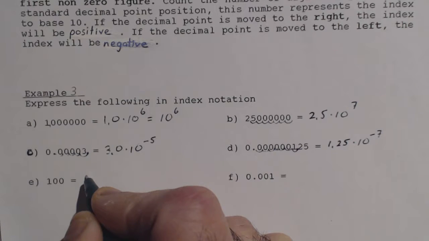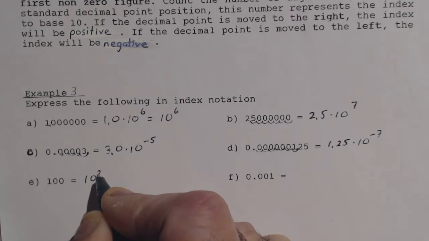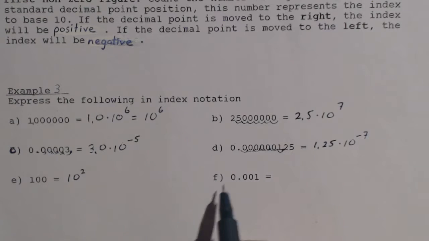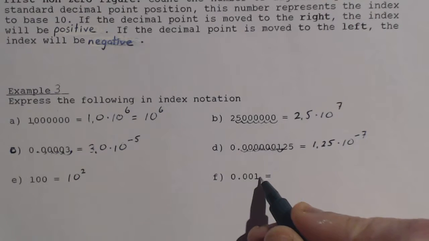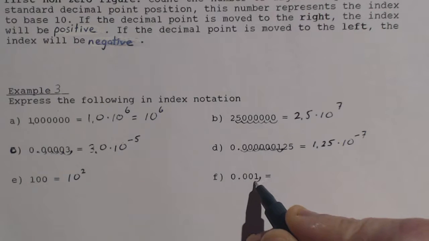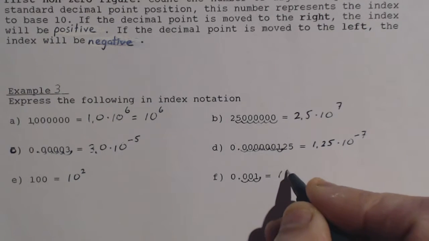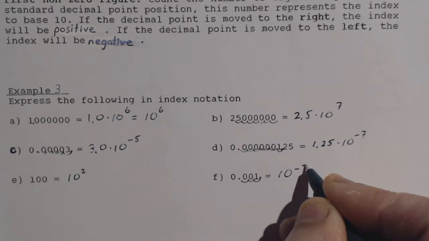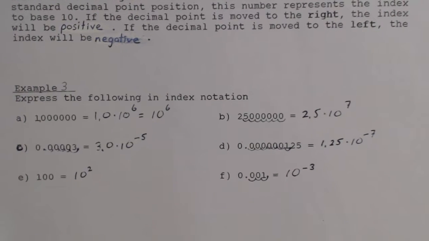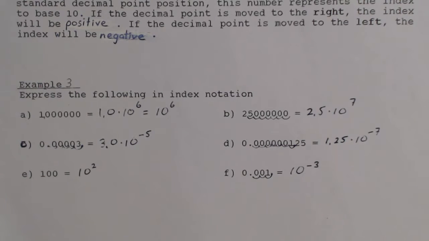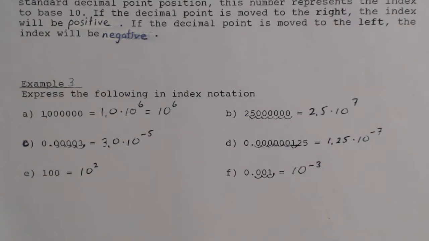100, well, you know that's 10 to the power of 2. We can just write it like that. And now number F here, again, there's the standard position of our decimal point. We go 1, 2, 3 to the left. So I can just write 10 to the power of negative 3. And that's how we express very large numbers or very small numbers in shortened form by using index notation.